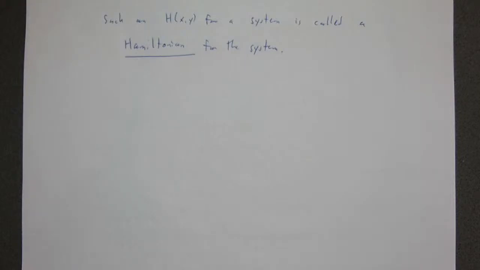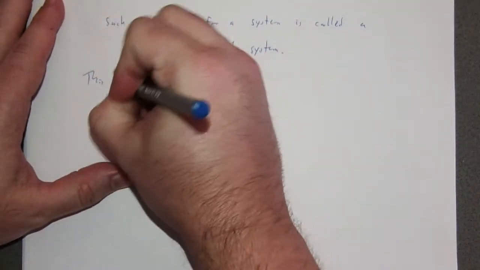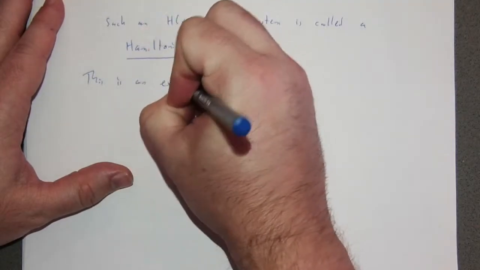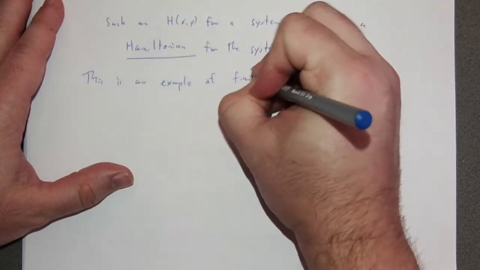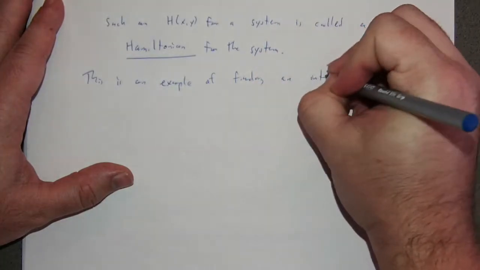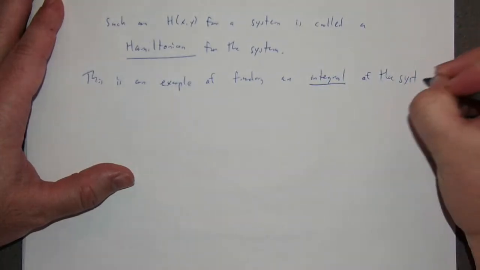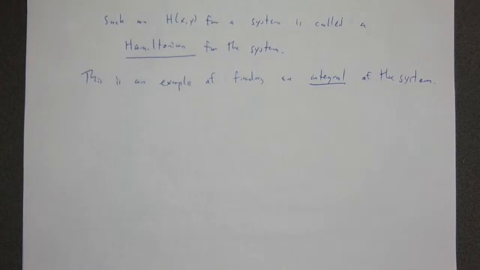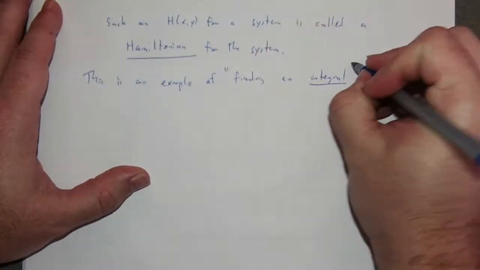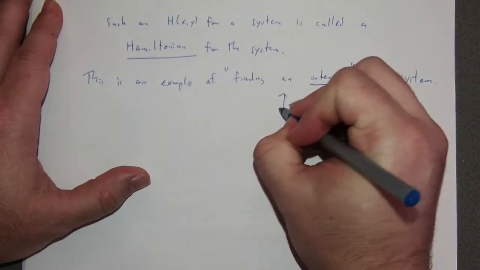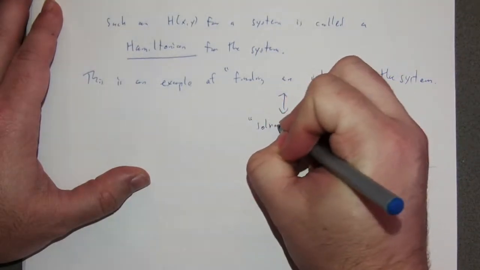This is an example of finding an integral of the system. Now, a Hamiltonian is a special kind of integral. It's a very nice one. But in general, finding an integral for the system is our version of solving it for these sorts of systems. So finding an integral is synonymous with solving the system.